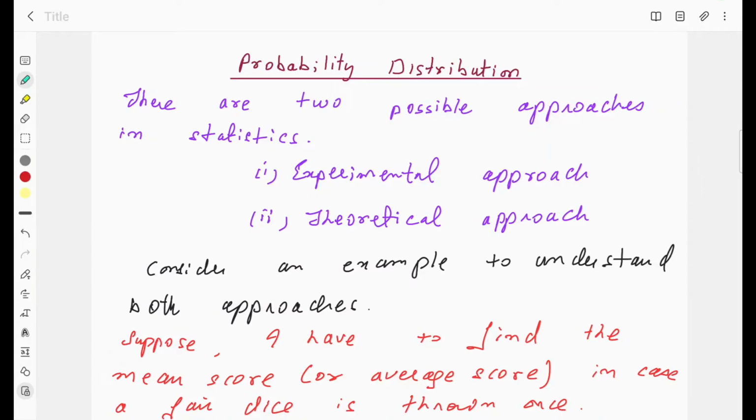Probability distribution. There are two possible approaches in statistics. One is the experimental approach, in which we actually perform an experiment, and the other is the theoretical approach, in which we make a probability distribution table and get the required results. I will give you an example to understand both approaches.